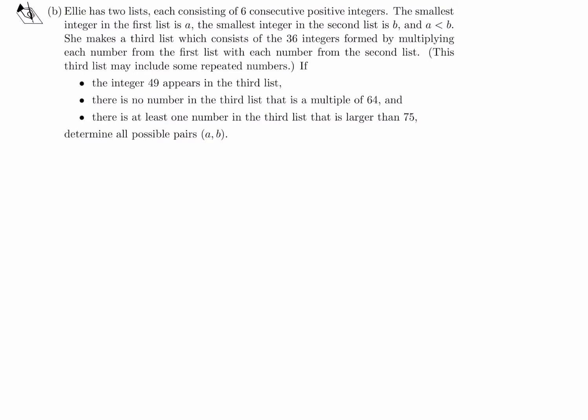Elle has two lists, each consisting of 6 consecutive positive integers. The smallest integer in the first list is A. The smallest integer in the second list is B. A is less than B. She makes a third list, which consists of 36 integers formed by multiplying each number from the first list with each number from the second list. This third list may include some repeated numbers. If the integer 49 appears in the third list, there is no number in the third list that is a multiple of 64, and there is at least one number in the third list that is larger than 75. Determine all possible pairs (A, B).